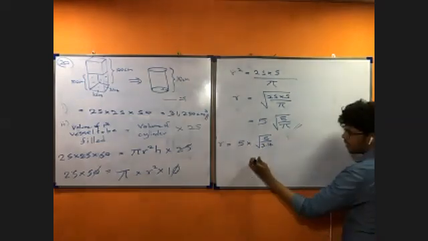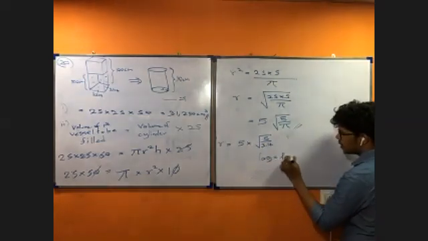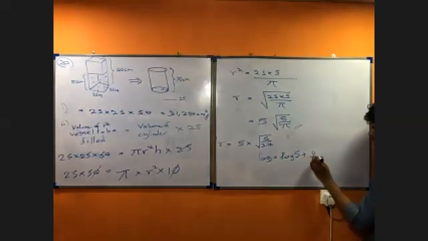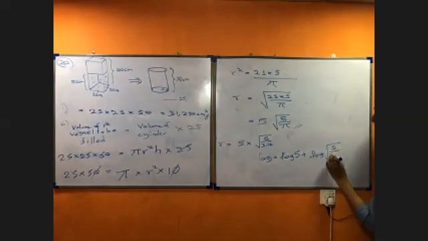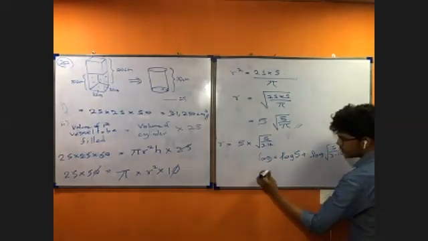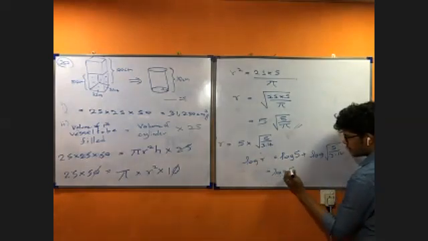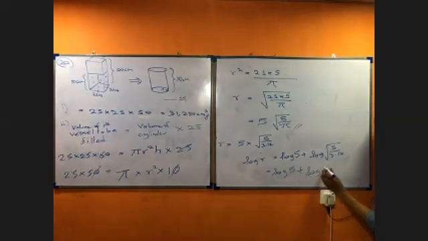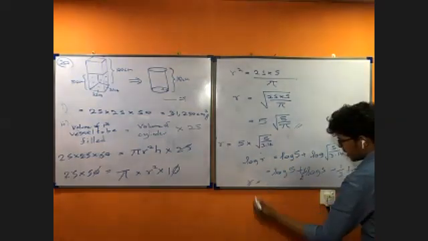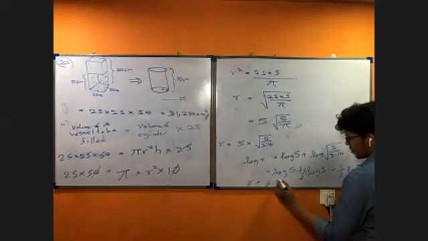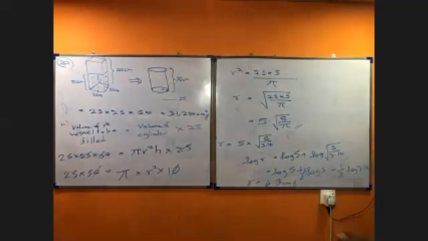You can use log r is equal to log 5 plus log root 5 over 3.14. So log root 5 means half log 5 minus half log 3.14. So you can find the value. You should get r is equal to, finally, 6.3 centimeters.